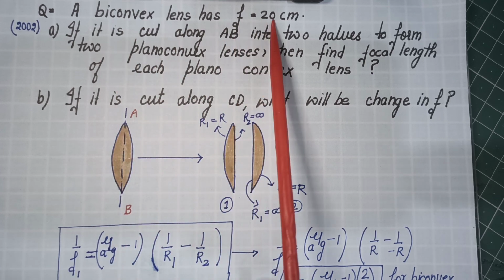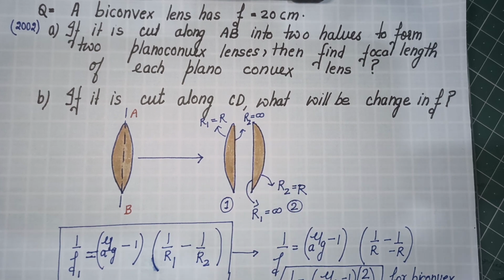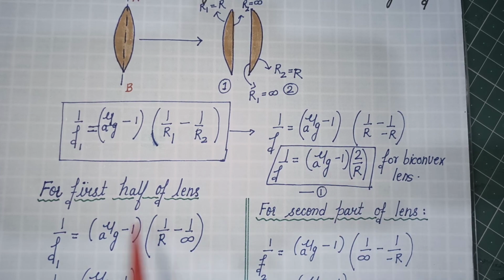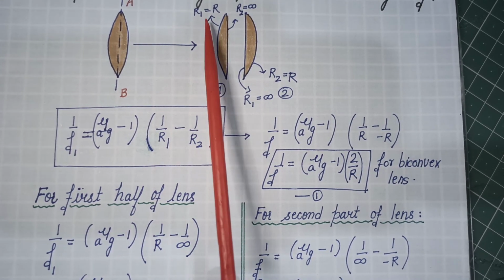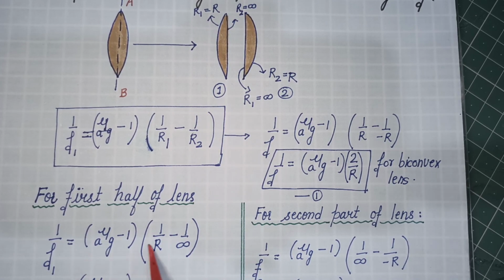Focal length of this lens is 20. So focal length of this part and this part will be 40 centimeter. So divide the page, write the main formula, and for the first half of the lens, you can see that R1 is plus R and R2 is infinite. Substitute the value and you will get (refractive index of glass minus 1) upon R.